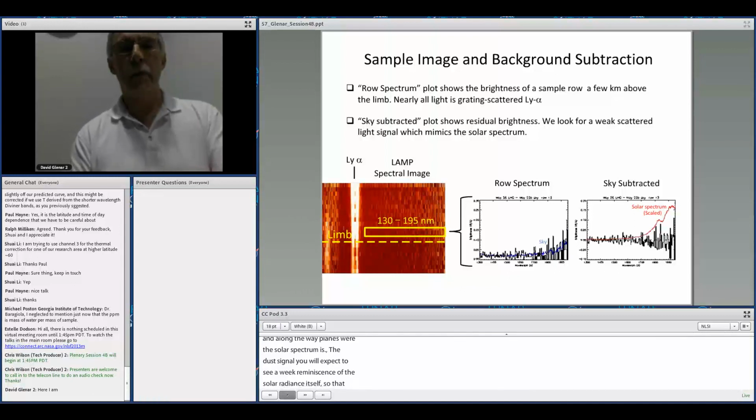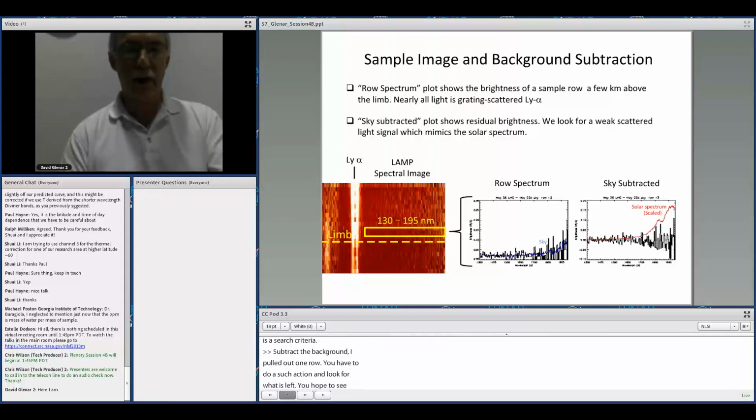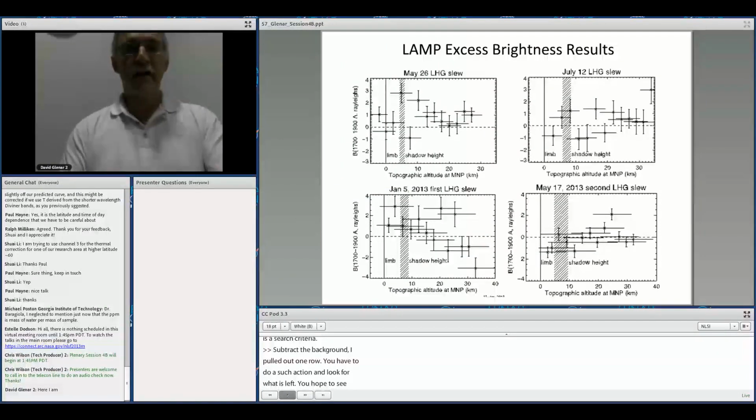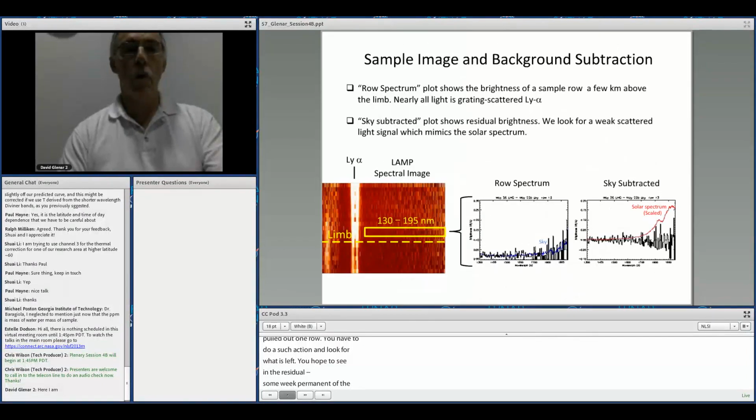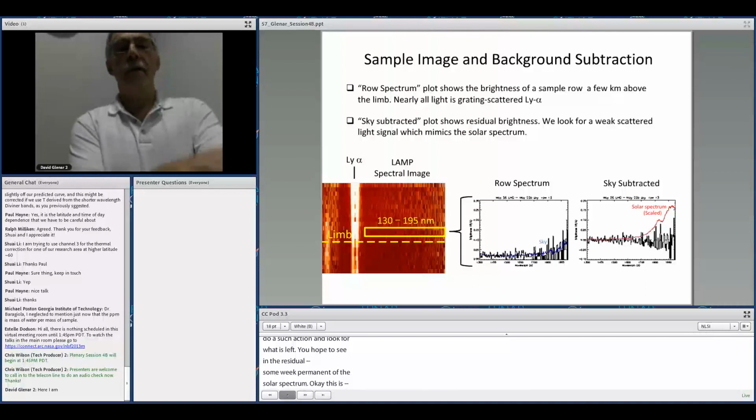To subtract the background, I've pulled out one row there. You have to do a sky subtraction, and then you look for what's left. And you hope to see in that residual some weak remnant of the solar spectrum. Okay, let me back up one. This is one piece of the data acquisition.